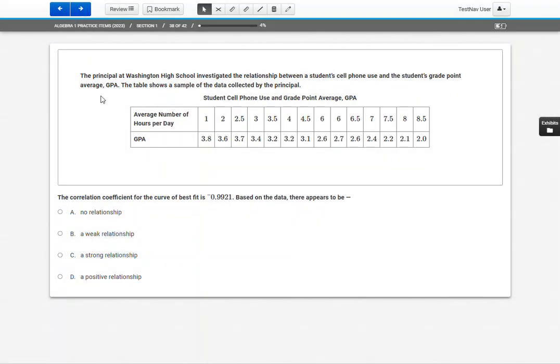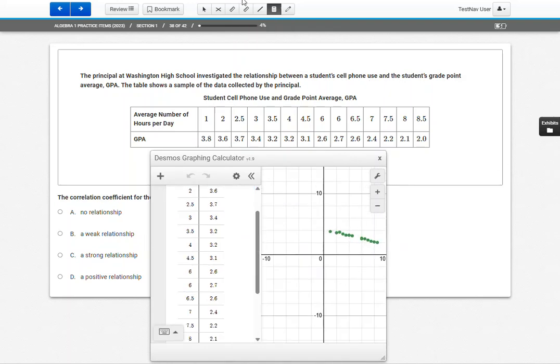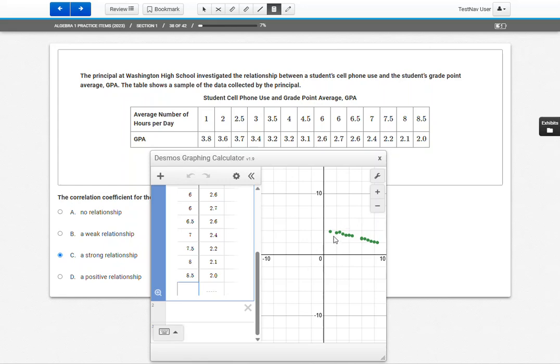Alright, so same data. It says the principal of Washington. It's the same information. The correlation coefficient of the curve of best fit is negative 0.99. This negative means that the points just keep going down, but it is actually a strong relationship because it's a 99% chance that it is a linear. So the data is close together and it is a strong relationship. Okay, the points are not all over the place and it follows a nice linear pattern.